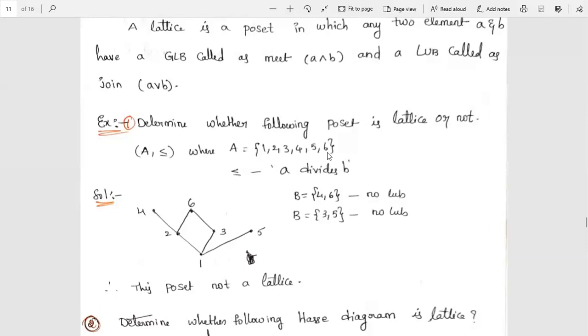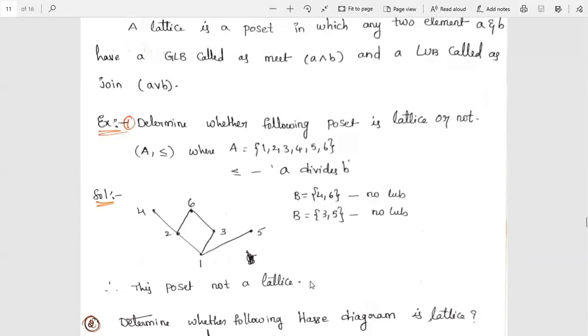And the last element 6. 6 divides by 1, 6 divides by 2, 6 divides by 3. So we have to take the 6 in between 2 and 3. So 1, 2, 6 and 1, 3, 6. So there is a path between the numbers 1 to 2 to 6 and 1 to 3 to 6. Okay, this is the given Hasse diagram for the given poset.